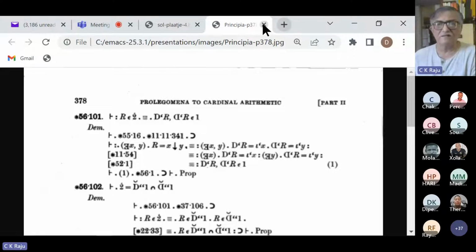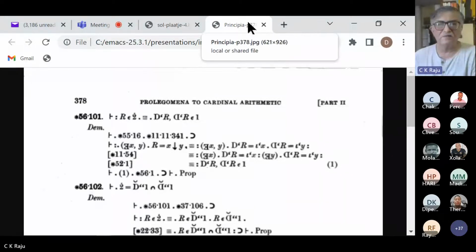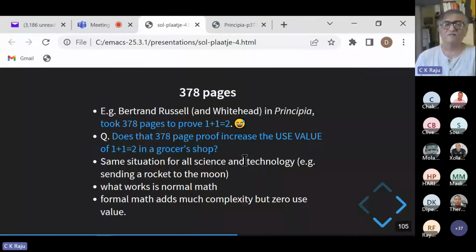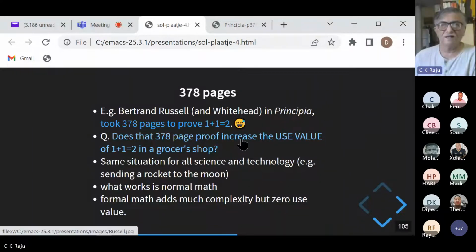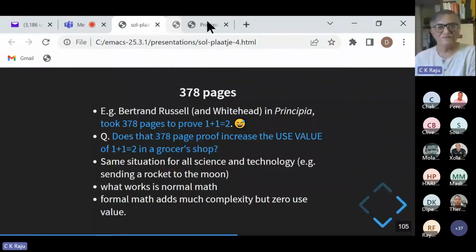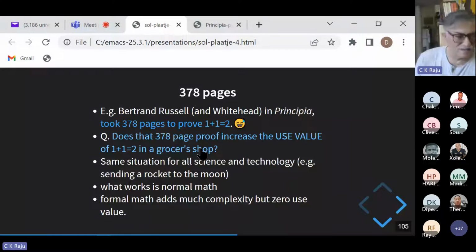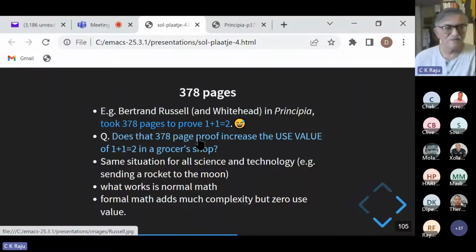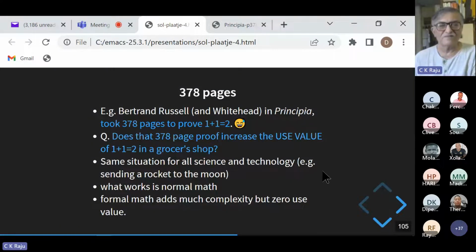Let me keep this open maybe. The point is, what does all that complexity, what use value does it add to 1 + 2 in a grocer's shop? I had a nice cartoon, it's gone. Too bad. But you'll find the cartoon somewhere. The image is not there anyway, gone somewhere.